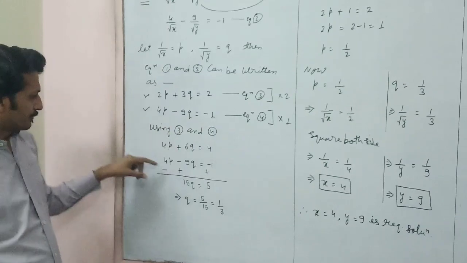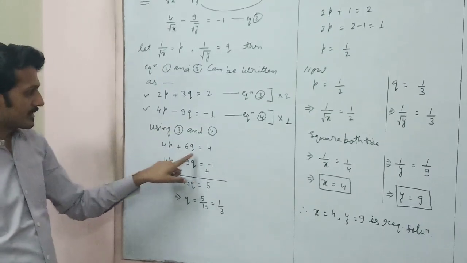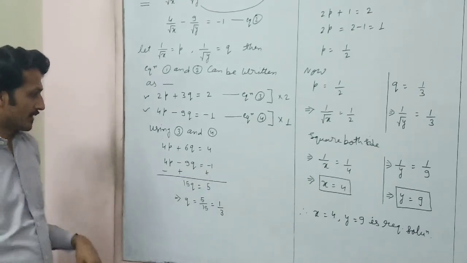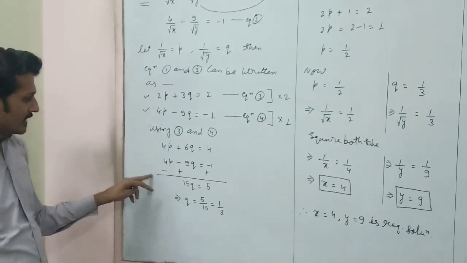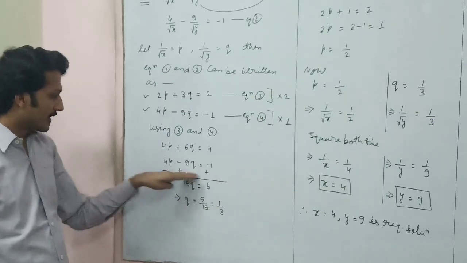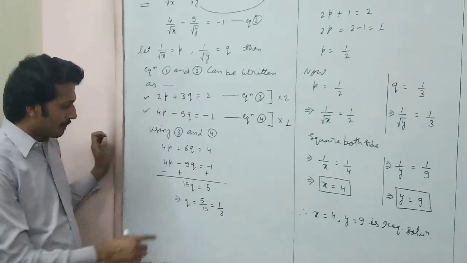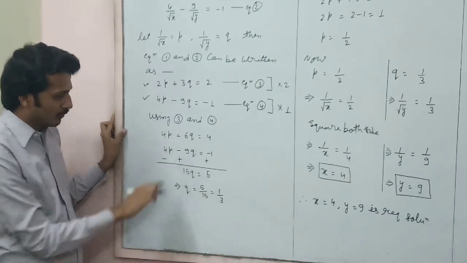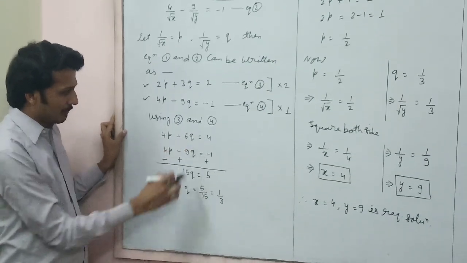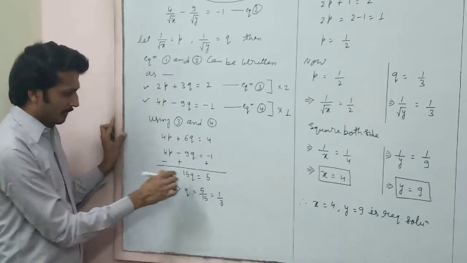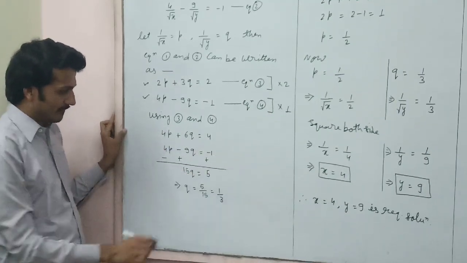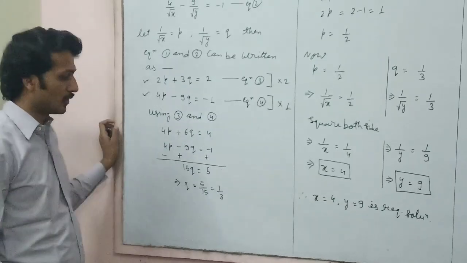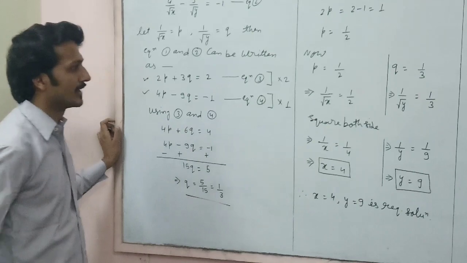So we get the new equations 4p plus 6q equals 4 and 4p minus 9q equals minus 1. Now to subtract these equations, we change the sign of the second equation. By solving this, we get 15q equals 5, because 4p cancels with 4p, 6q plus 9q becomes 15q, and 4 plus 1 becomes 5. So we get 5 upon 15, that is 1 upon 3. So the value of q is 1 upon 3.